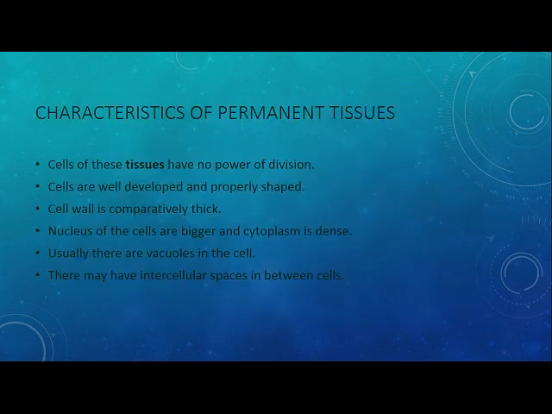Let us study about the characteristics of permanent tissue. First of all, these tissues do not have the power of division. The cells are very well developed and properly shaped. The cell wall is comparatively thicker than that of the meristematic tissue. The nucleus of the cell is bigger and the cytoplasm is dense. Usually there are vacuoles present, and intercellular spaces may or may not be present in them.